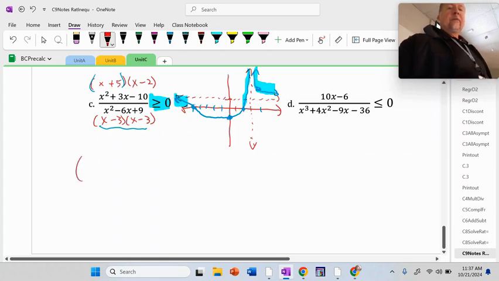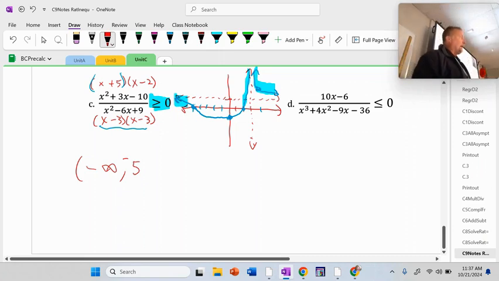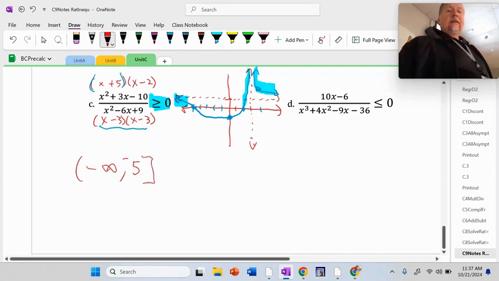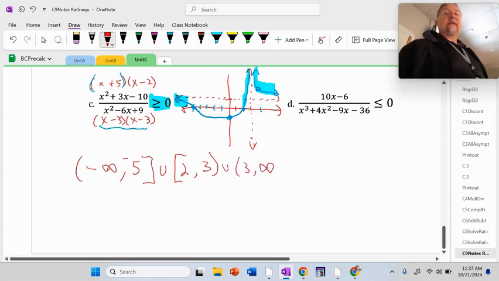So I got to be careful. So that means from negative infinity to this x-intercept, which is, sorry, -5. And what do I put on that? A bracket or parenthesis? Brackets. And then what do I put on 2? A bracket or parenthesis? Bracket. 2, 3. What do I put on 3? Parenthesis. And then union that 3 to infinity, parenthesis again, because those are asymptotes.